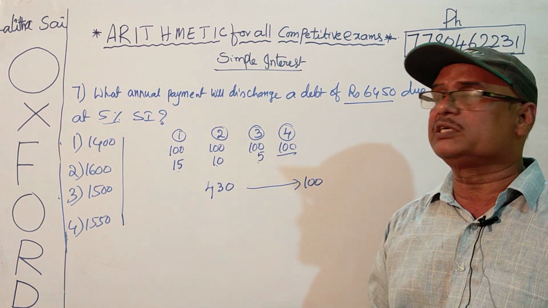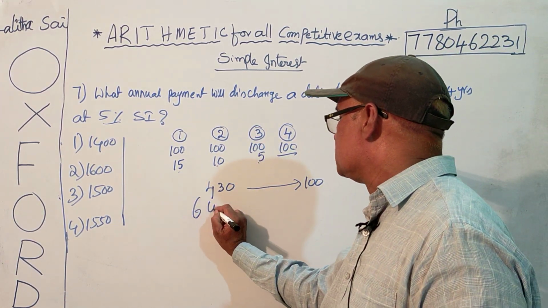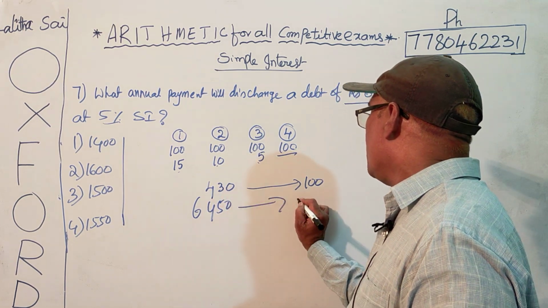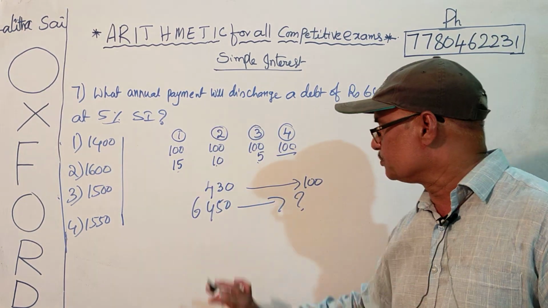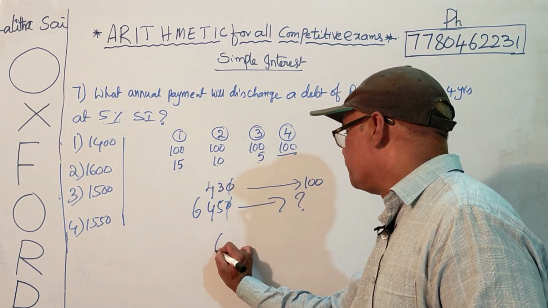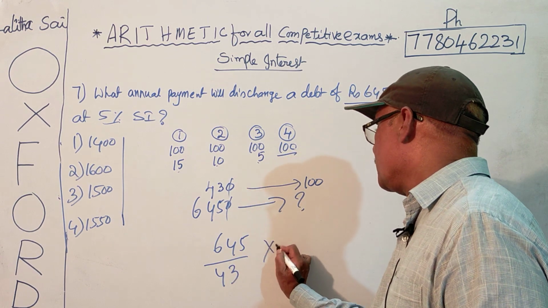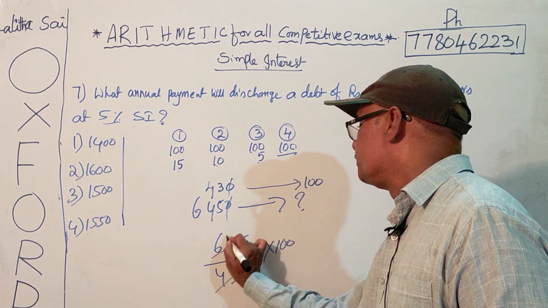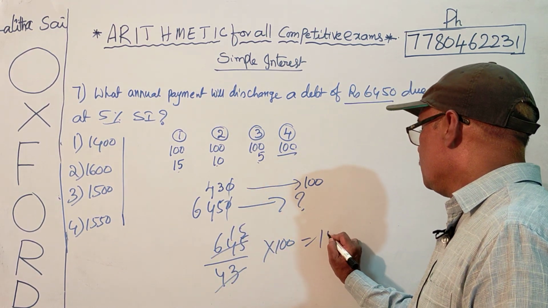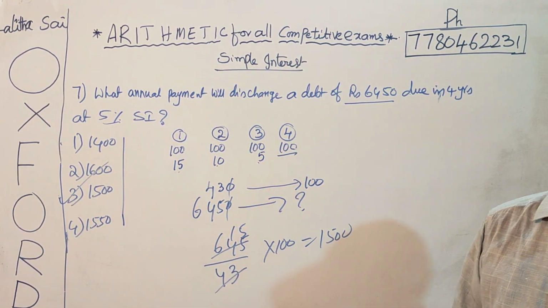But it is not 430. It is 6,450. What will be the installment? You can cancel zeros here. 645 divided by 43 into 100. This goes 15 times. That is 1500 is your answer. That is the third option.